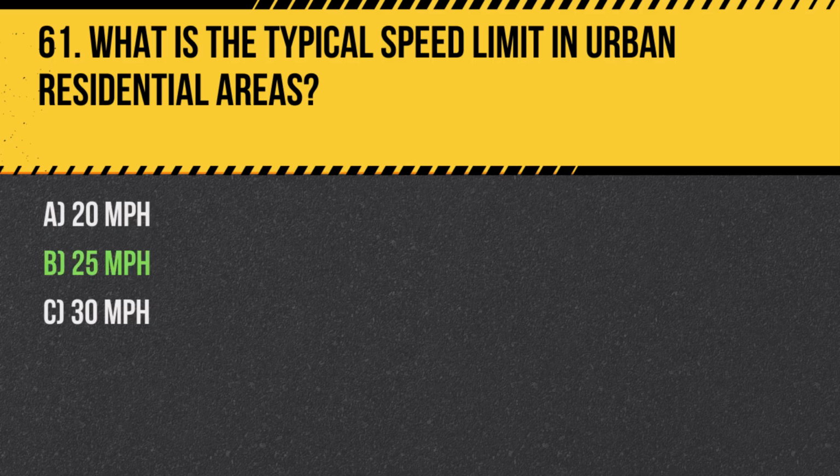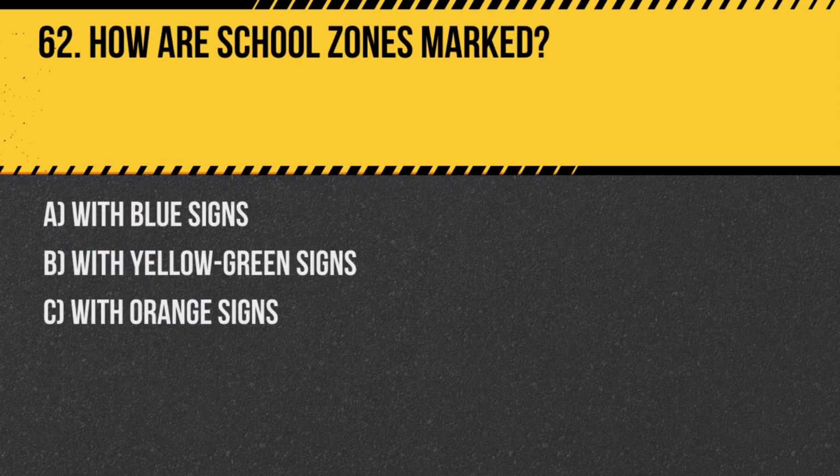Answer B. 25 miles per hour. In most urban residential areas, the typical speed limit is 25 miles per hour to ensure the safety of pedestrians and residents in these densely populated areas. Question 62. How are school zones marked?